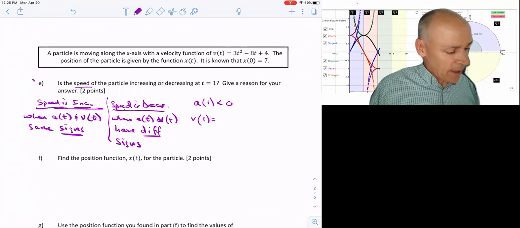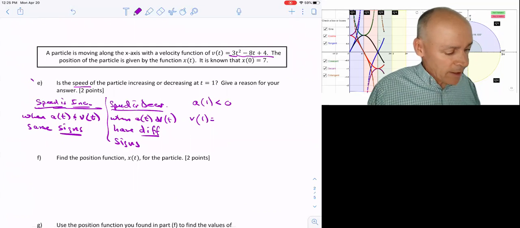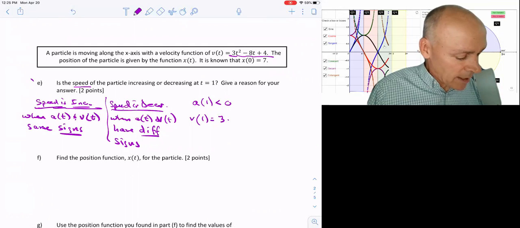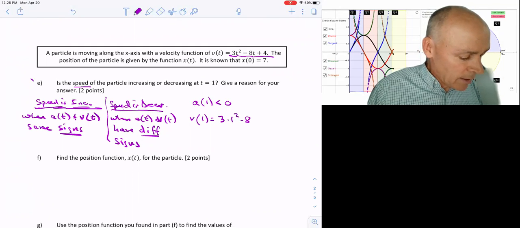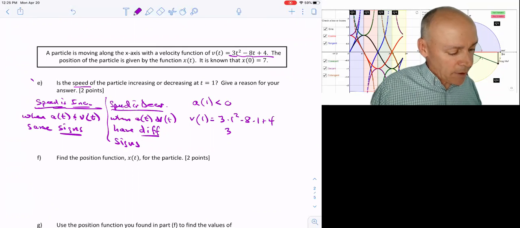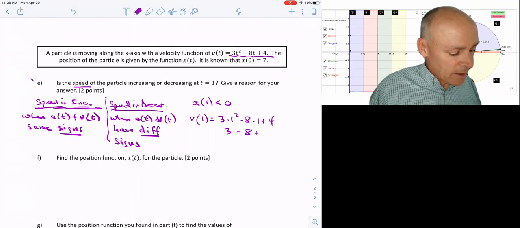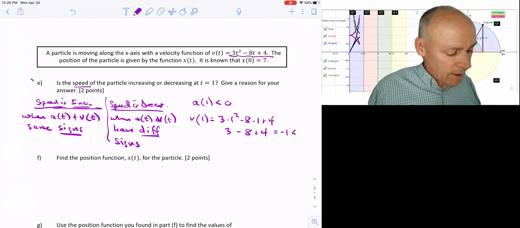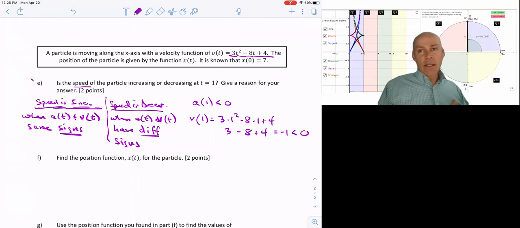And so what we have to do is check what is V at 1. There's velocity right here. That's going to be 3 times 1 squared minus 8 times 1 plus 4. That's going to be 3 minus 8 plus 4. Looks like that's going to be negative 1, which is a negative number.